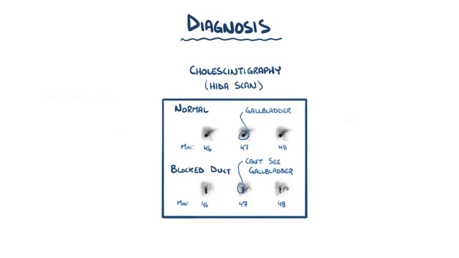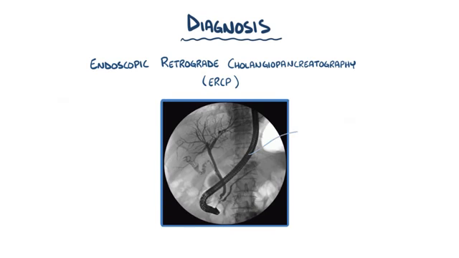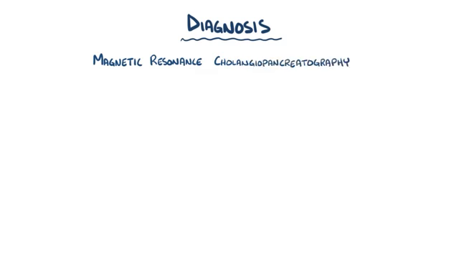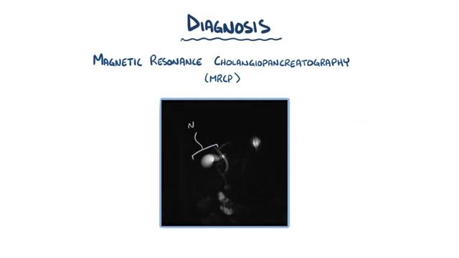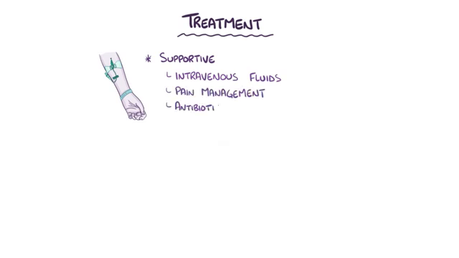A blockage of the biliary system can also be seen with endoscopic retrograde cholangiopancreatography, or ERCP for short. In ERCP, an endoscope with a camera is passed down the mouth and the gastrointestinal tract until it reaches the pancreas. At that point, a contrast dye is injected into the pancreas and the dye is viewed through a fluoroscope. Another approach is magnetic resonance cholangiopancreatography, or MRCP, which visualizes the biliary system with the use of a magnetic resonance machine. Treatment of acute cholecystitis often includes supportive measures, like intravenous fluids, pain management, and antibiotics.